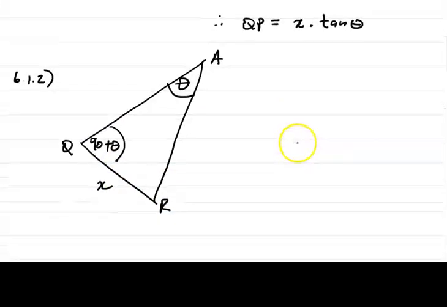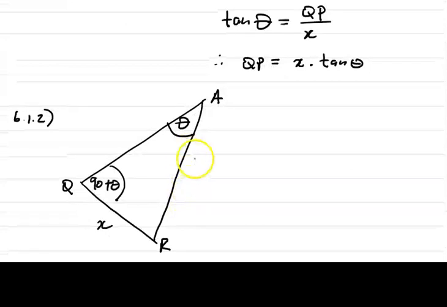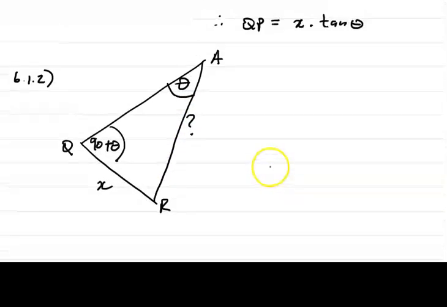So what do we have here? We've got a non-right angle triangle. As you can see, we've got two angles and one side. So to solve for the side AR, we want to find the side AR, this is a classic case of using the sine rule.